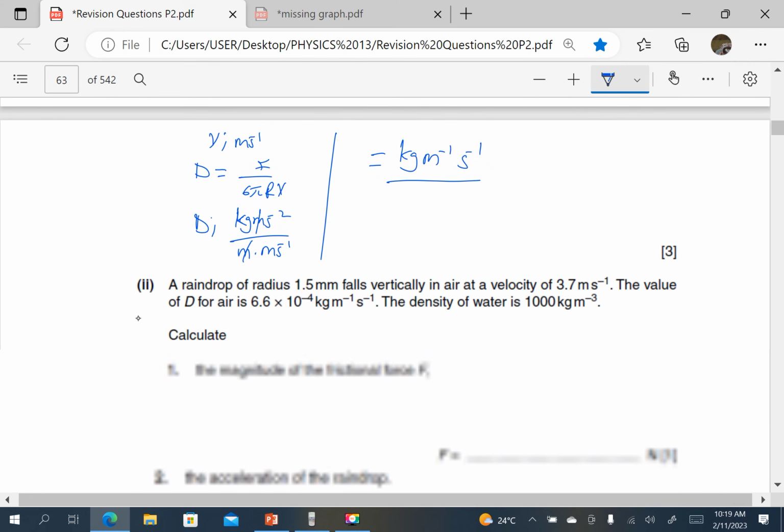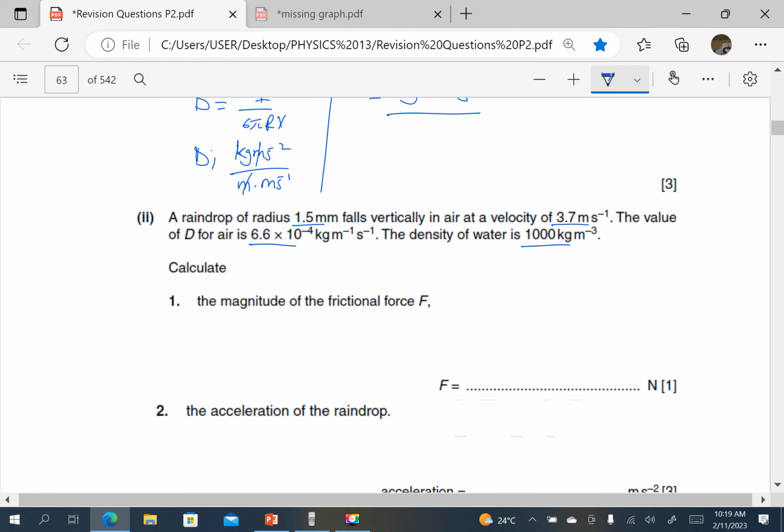A raindrop of radius 1.5 millimeters falls vertically in air at a speed of 3.7. The value of d for air is 6.6 times 10 to the power negative 4 kilograms per meter per second. The density of water is 1000 kilograms per meter cubed. Calculate the magnitude of the frictional force F.